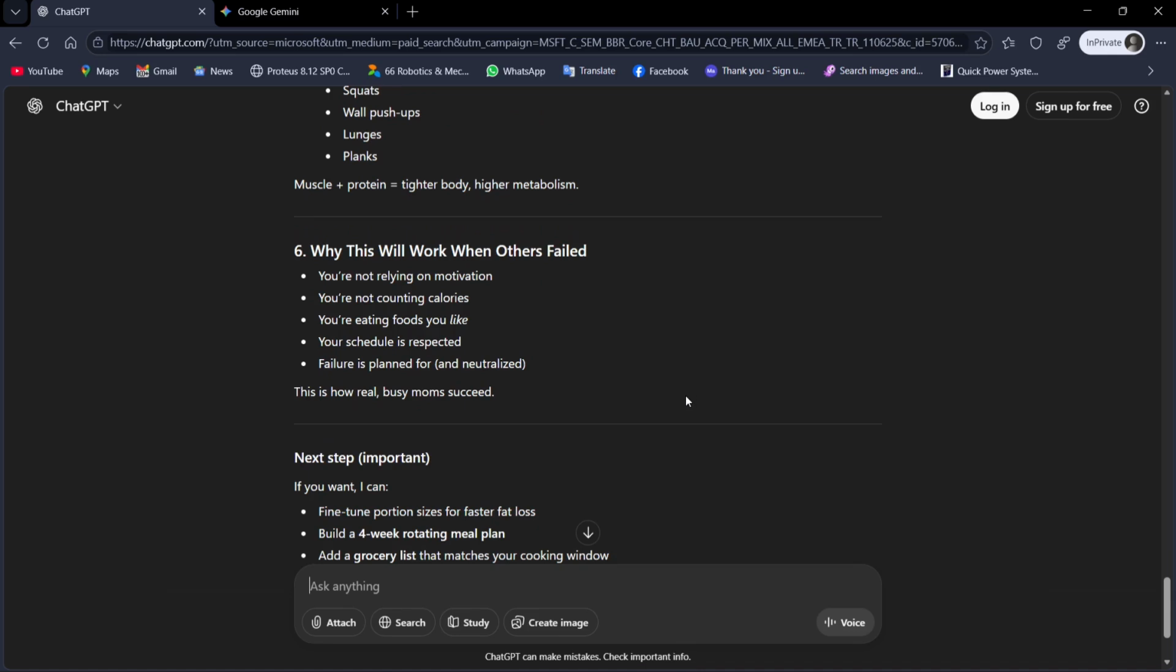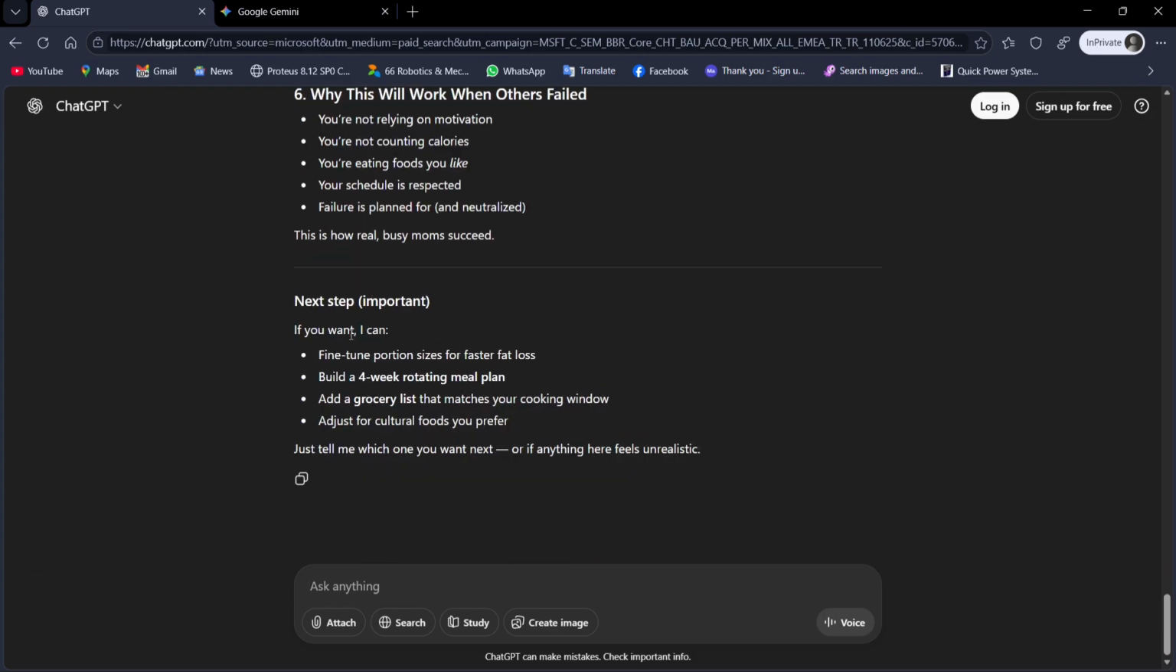Why this will work when others failed. You're not relying on motivation. You're not counting calories. You're eating foods you like. The schedule is respected. Failure is planned for. And this is how real busy moms succeed. Next step, if you want, I can fine-tune portion sizes for faster fat loss, build a 4-week rotation meal plan, add a grocery list that matches your cooking window, or adjust for cultural foods you prefer. Just tell me which one you want next.